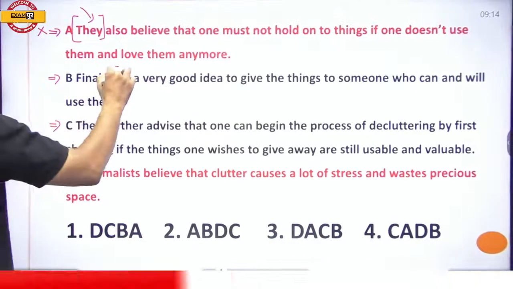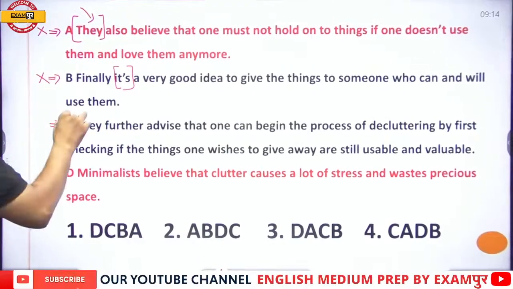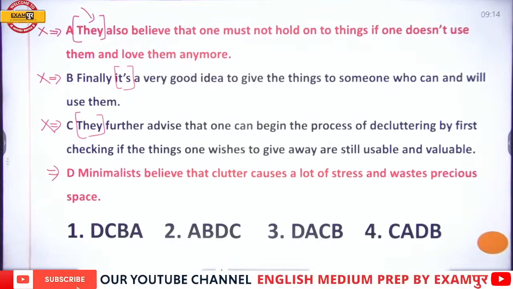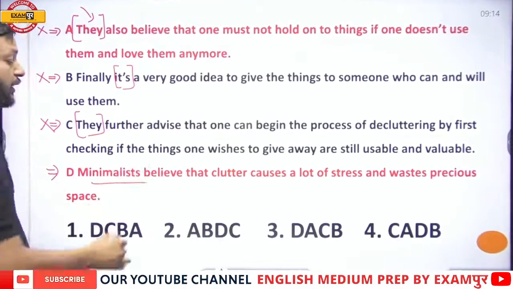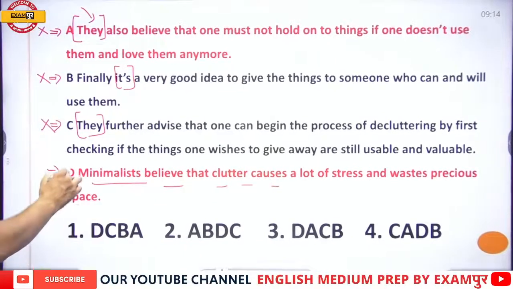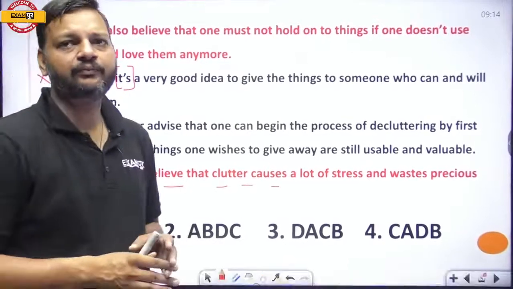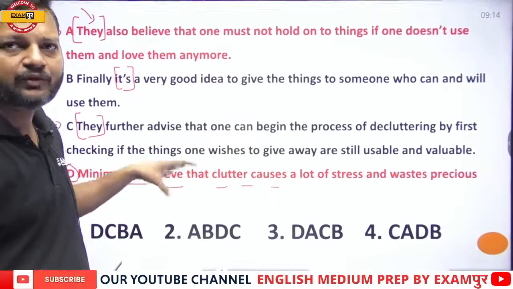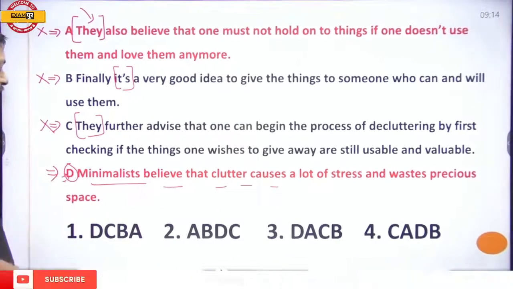In B, we have "it". This is also a dependent word, so it cannot be the first sentence. In sentence C, again we have "they", a dependent word, so it cannot be the first sentence. Now read D. "Minimalists", this is a noun. "Minimalists believe that clutter causes a lot of stress and wastes precious space." So sentence D has no dependent word. Only sentence D has no dependent word, so this is the first sentence of the paragraph.